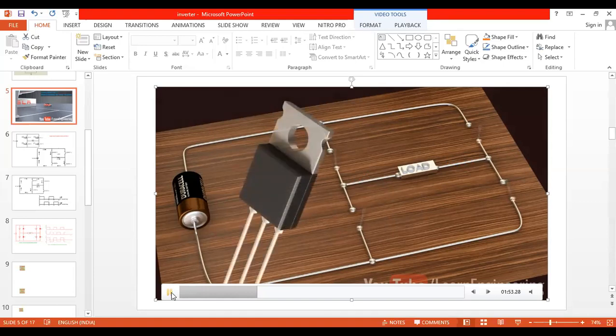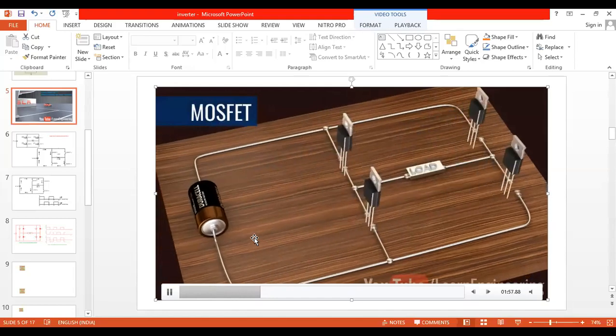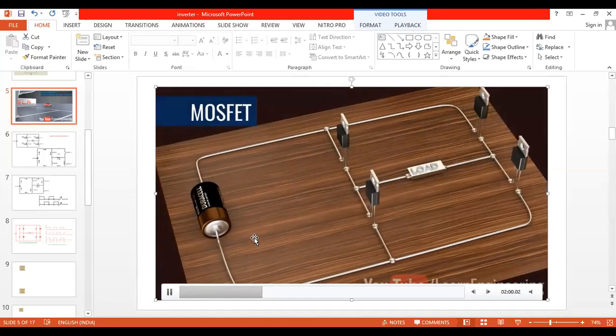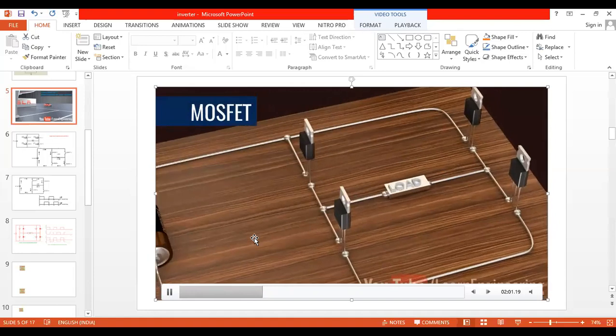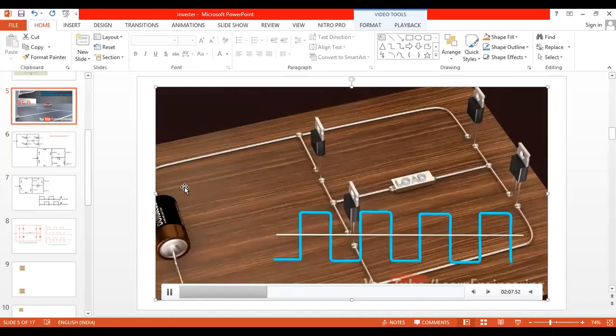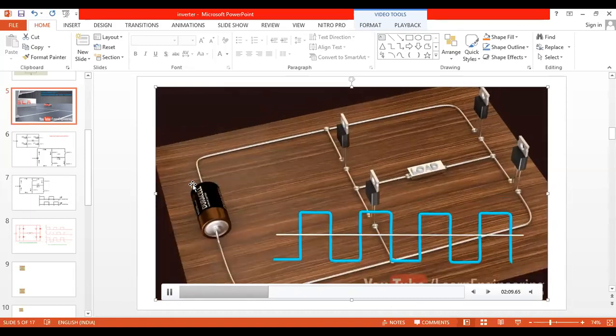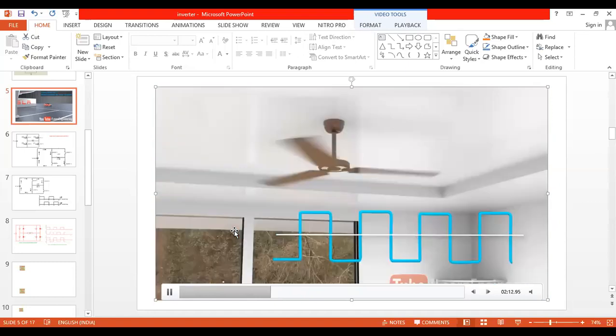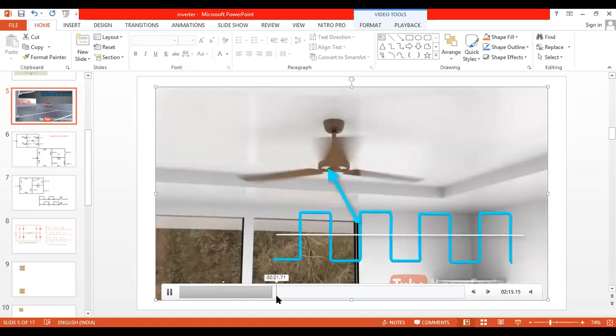Now let us see. MOSFETs we can use in the inverters. These are the MOSFETs here, four switches. It is easy to commutate. So how will this circuit run? First, when the power supply is on, when the battery is on, the direction of the current always starts from the positive terminal to the negative terminal.